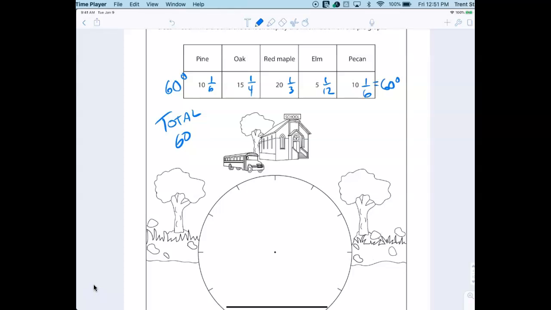Now I want someone to tell me how much the oak is. 90 degrees. Thank you very much. So in the oak, put 90 degrees.